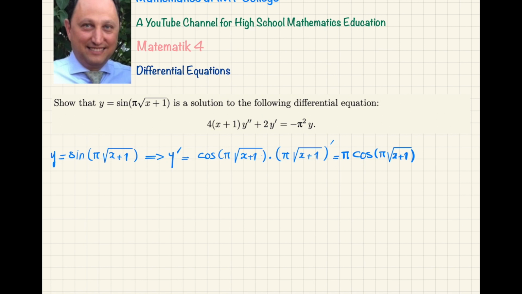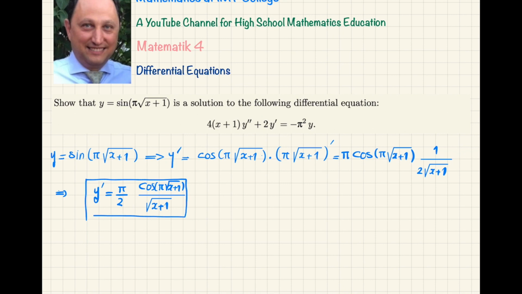And then the derivative of that function, as I told you, is simply 1 over 2 square root of x plus 1. Let me write this compactly. So finally, what I get is this: y prime is equal to pi over 2 multiplied by a fraction whose numerator is cosine of pi square root of x plus 1, and its denominator is square root of x plus 1. So this is the first order derivative of this function.